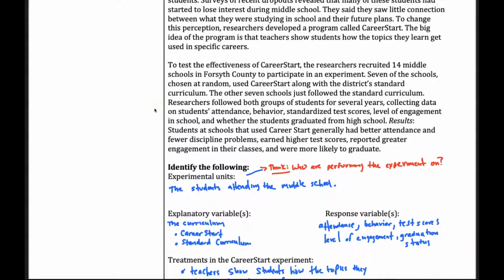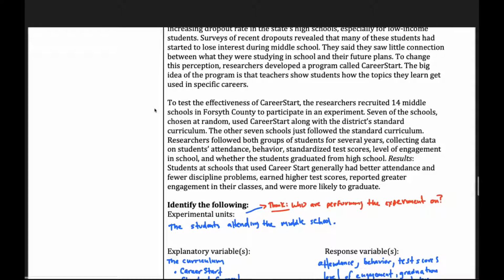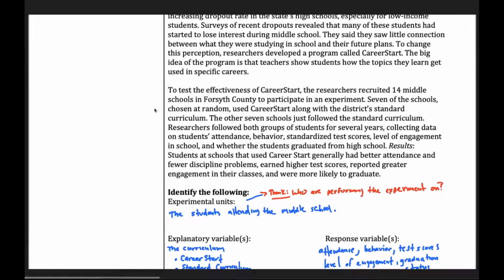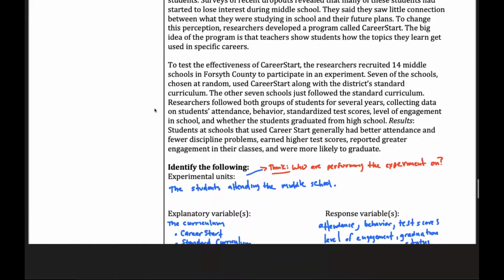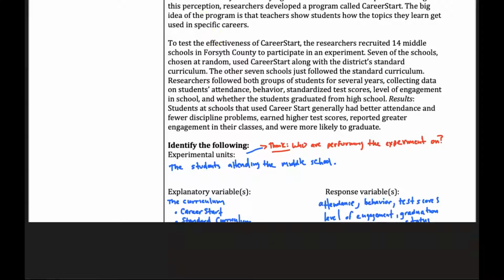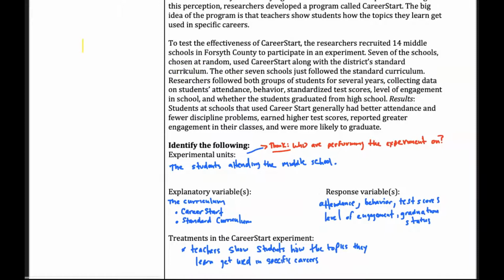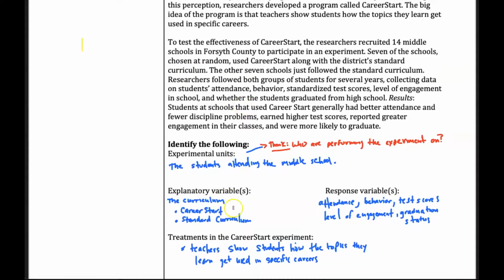In this situation, we have experimental units, which are the students attending the middle school. Now, they're going to implement a Career Start curriculum, which would be the explanatory variables. In this case it is the curriculum, right? The explanatory variable was the type of curriculum that the students receive, or that the teachers use, the Career Start or the standard curriculum, right?